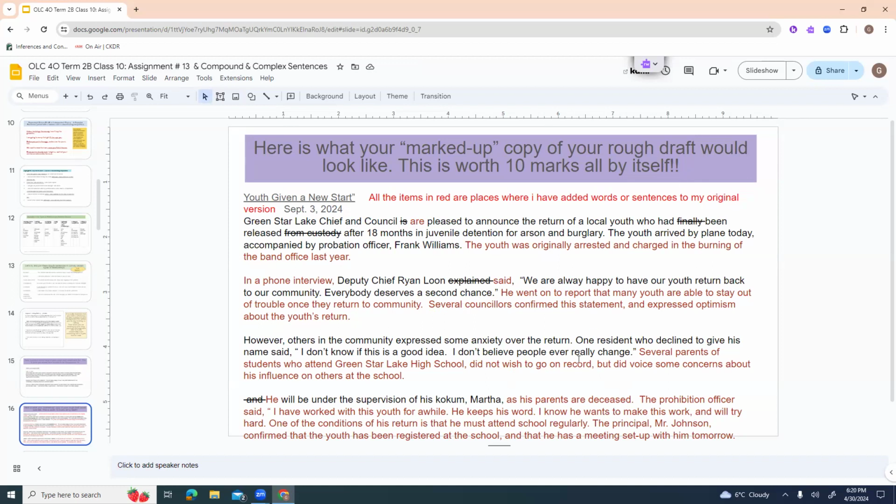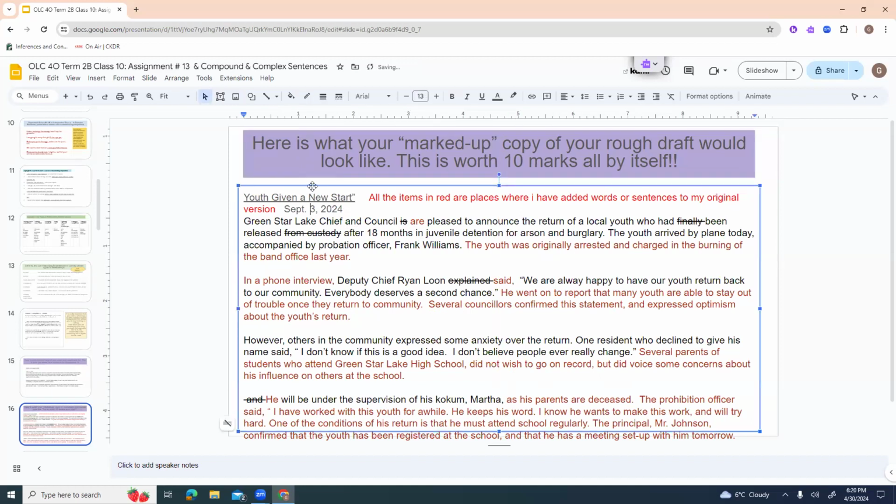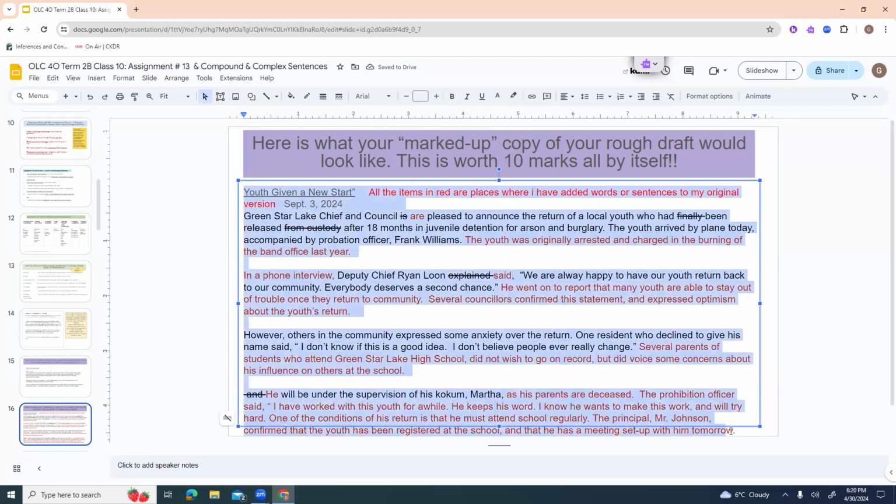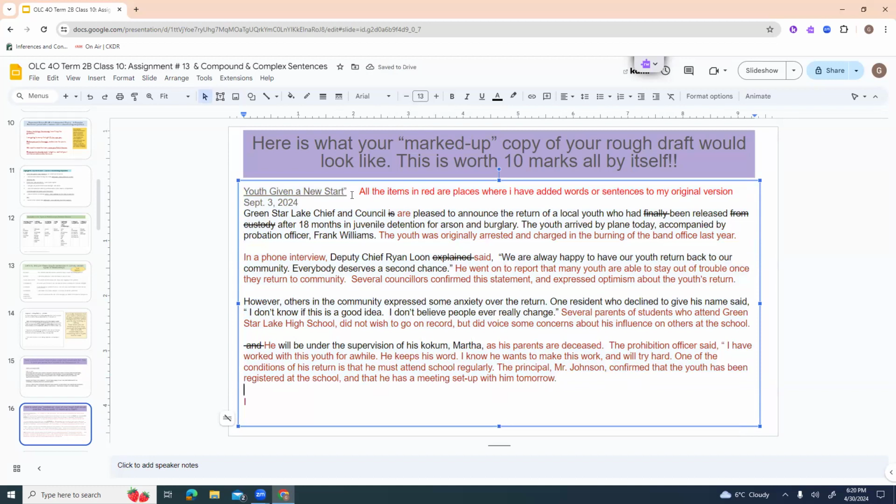It isn't my good copy. Yours would probably have a lot more scraping out. I can't really do that without making mine just look unreadable. So what I did was I crossed off things I was going to get rid of, and I put things in red that I was adding, okay? I'm going to make it slightly smaller just because it's trying to fall off the page a bit here. There we go. Okay. Youth given a new start, September 3rd, 2024.